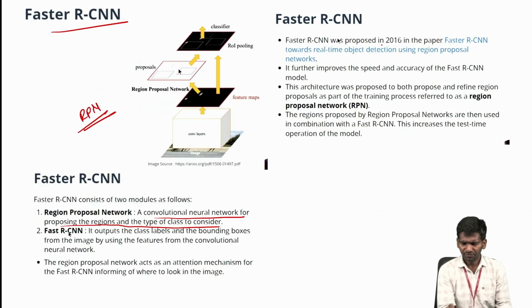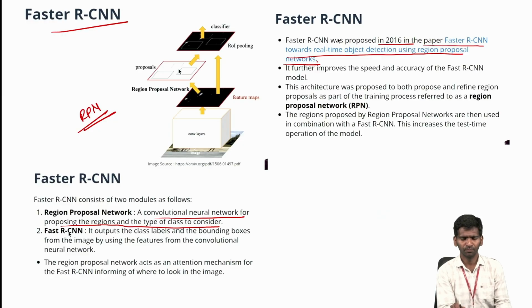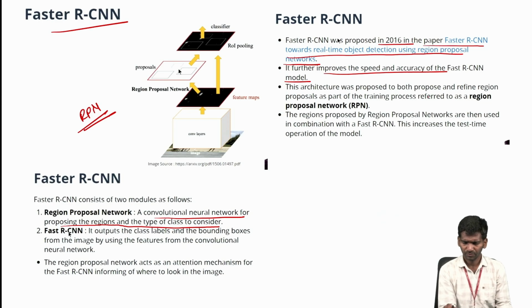You can see it was invented in 2016, in the paper Faster R-CNN: Towards Real-Time Object Detection with Region Proposal Networks. In this paper the Faster R-CNN concept was introduced. It provides speed and accuracy, and it works faster than R-CNN and Fast R-CNN. This architecture proposed to refine region proposals as part of the training process, referred to as the region proposal network.